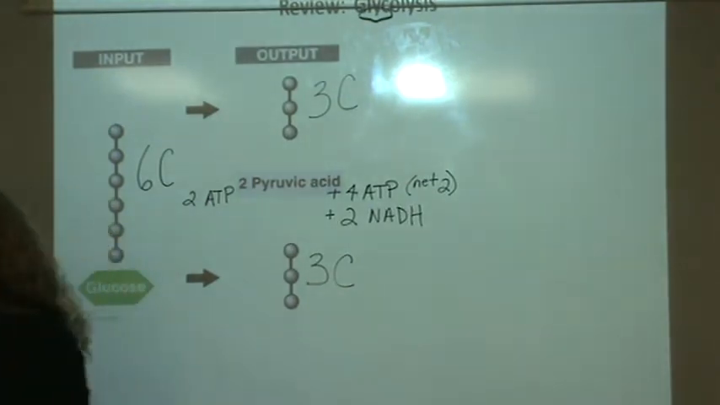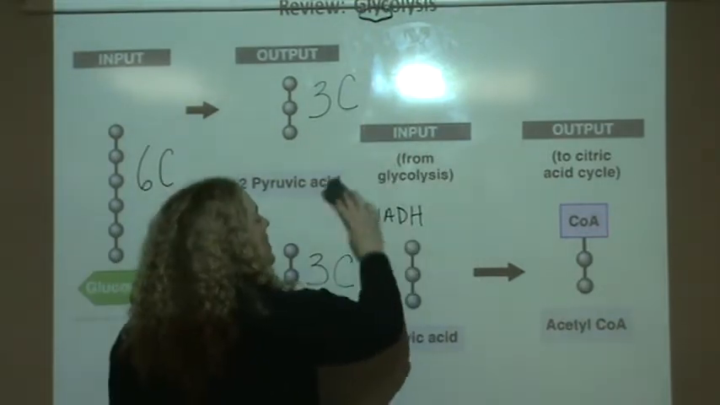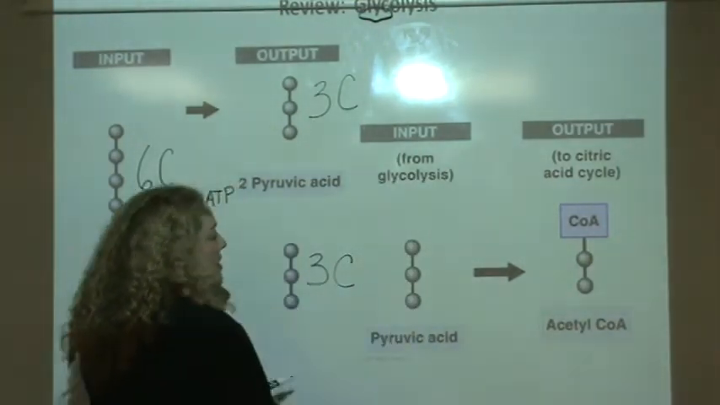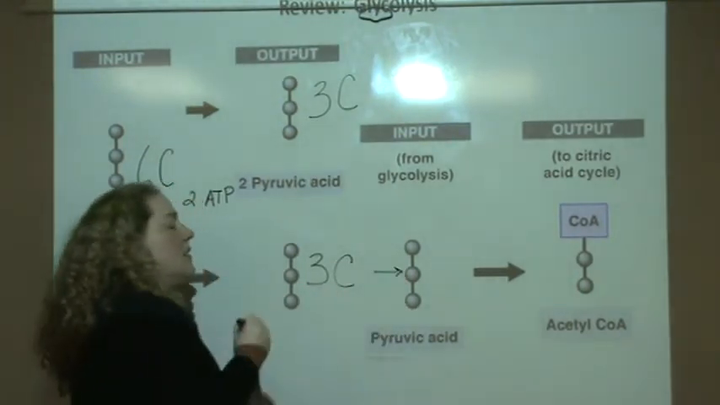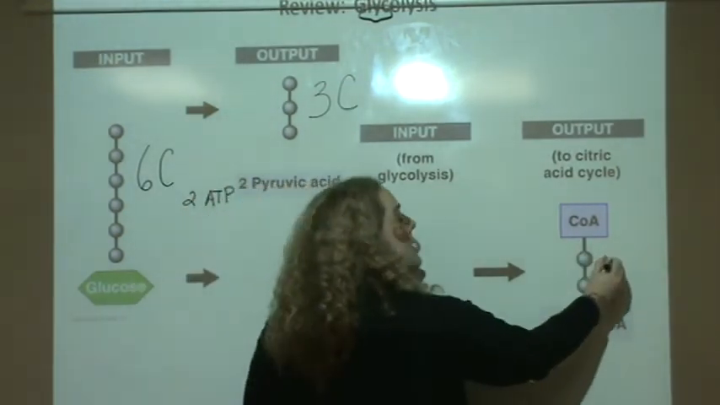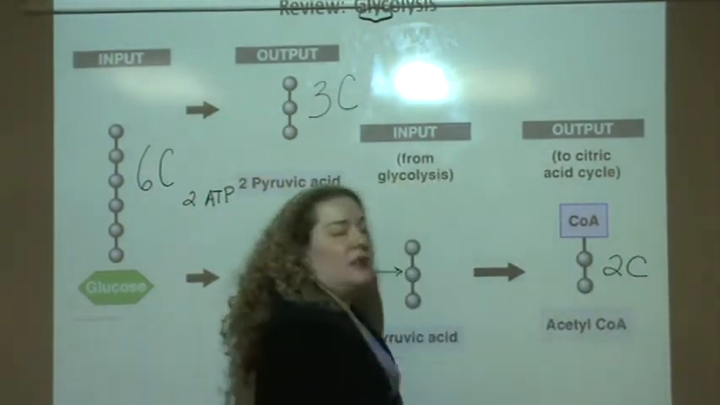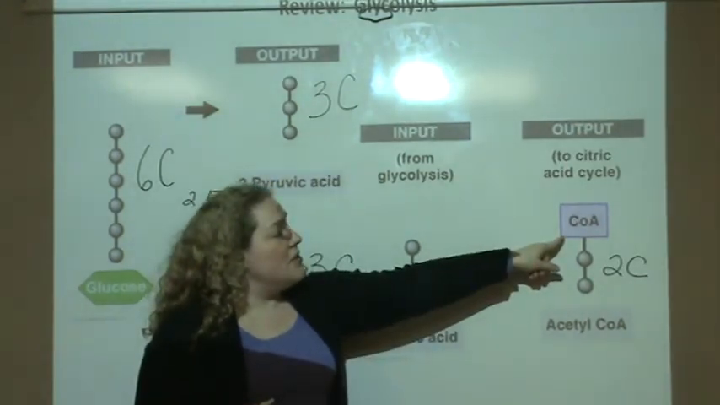Then after glycolysis, there's this intermediate step. I'm going to erase this now. There's an intermediate step where each individual pyruvic acid molecule gets turned into something called acetyl-CoA. So acetyl-CoA is a 2-carbon molecule with this CoA group attached to it.